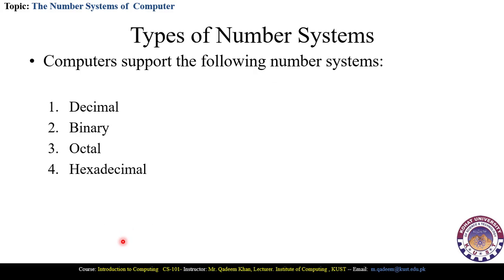Now here we will discuss each and every number system in detail. We have 4 important different number systems: decimal, binary, octal and hexadecimal. Here we will cover each and every number system in detail, and also we will provide you the examples of these number systems in upcoming slides.